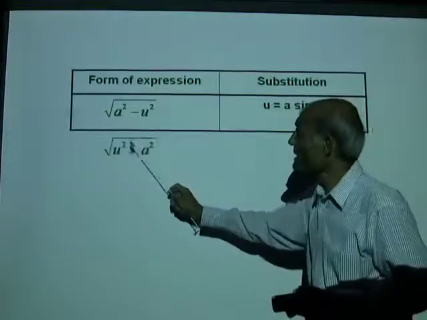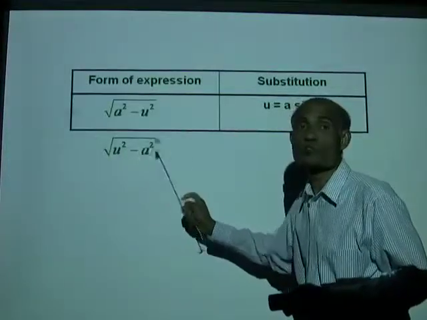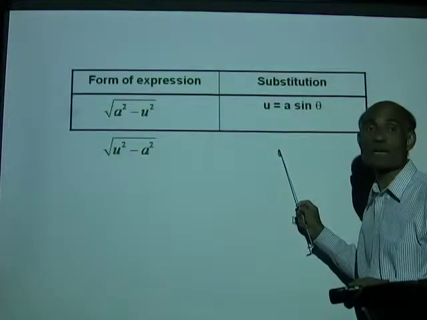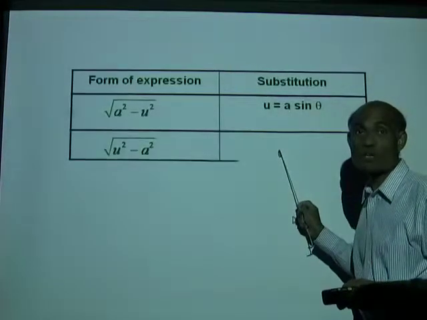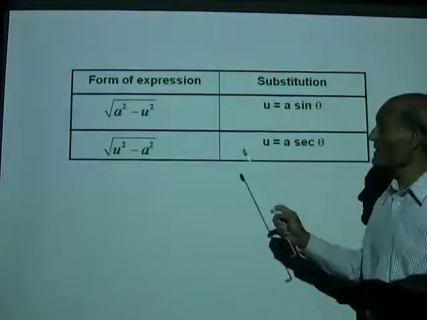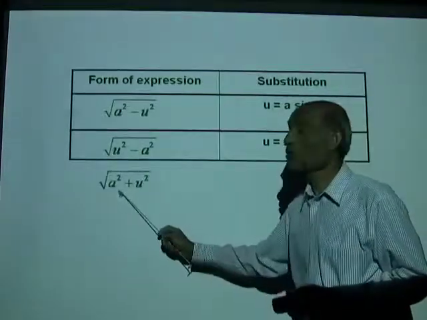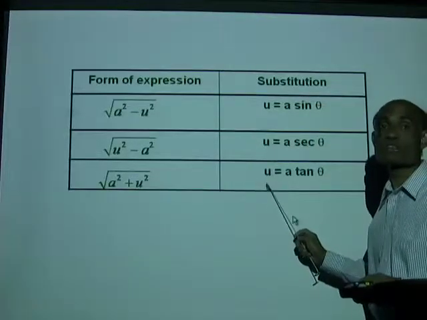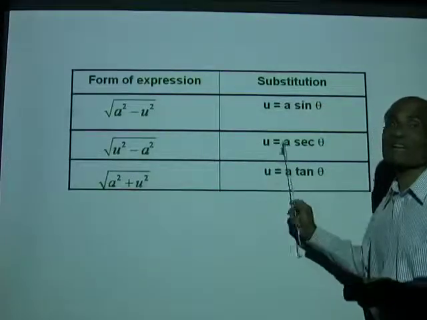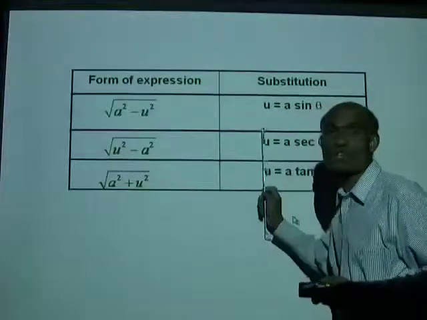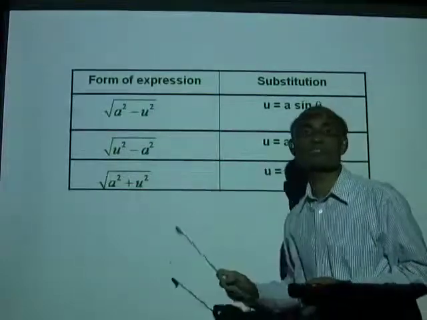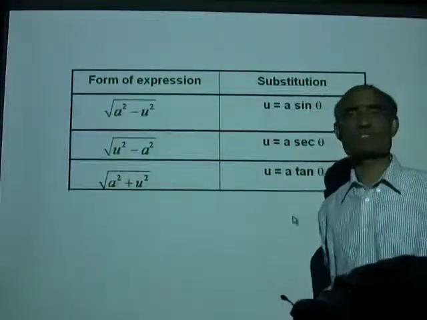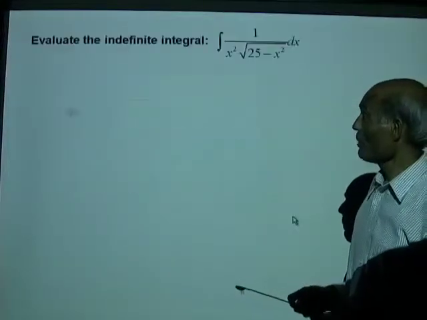The second expression is square root of u squared minus a squared. What is the substitution that you will make? u equal to a secant theta. And finally, square root of a squared plus u squared. The substitution is u equal to a tan theta. So keep this table with you and refer to it whenever you use this method of trigonometric substitution.